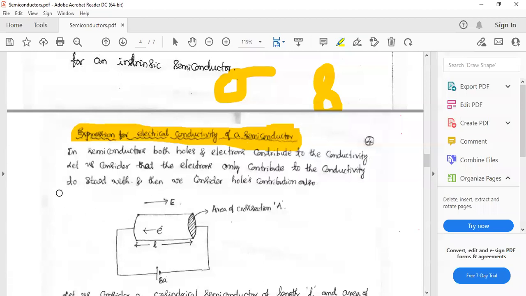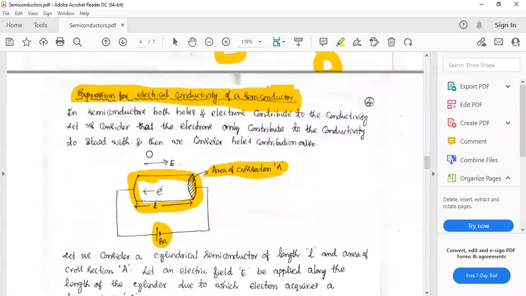Let me start with the statement that I have considered a wire of semiconducting material of length L, and the area of cross section is A. I have connected a battery, you can see here. Obviously the electric field due to the battery will be in this direction, towards the negative terminal of the battery. And what happens to the electrons? Electrons present in the semiconductor will move towards the positive terminal of the battery.